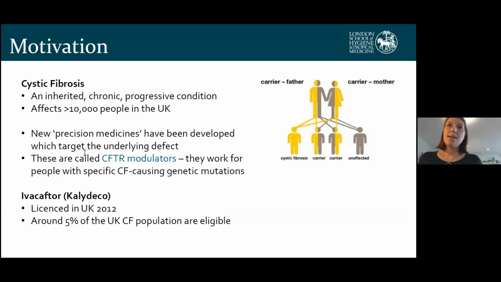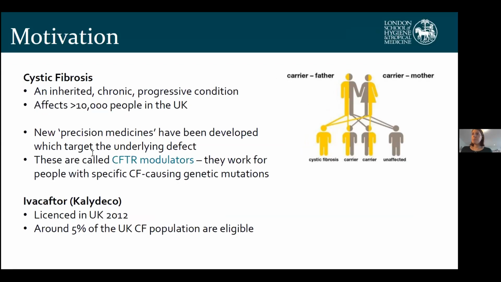And something especially exciting that's been happening over the past few years has been the development of these new precision medicines, which don't just treat the symptoms that people with CF have, but target the underlying defect. These medicines are called CFTR modulators. CF is a genetic disease, but there are actually a large number of mutations involved, and these particular treatments work for people who have specific CF-causing mutations. Today I'm going to focus on one of these treatments, which is called ivacaftor, or its brand name is Kalydeco. This was really the first of these CFTR modulator treatments to be developed and introduced.